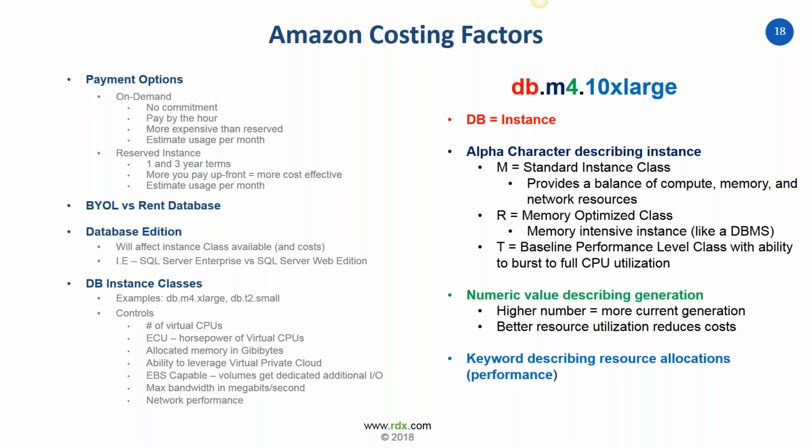The number 4 indicates that this is a current gen instance. The higher the number, the later the generation. 10xlarge would be 10 virtual CPUs. The ECU rating to compare against other selections would be 124.5. You can use this instance in a virtual private cloud. The instance can be configured to use EBS. The maximum bandwidth is 4,000 megabits per second, and the network performance rating to compare against other selections is high.